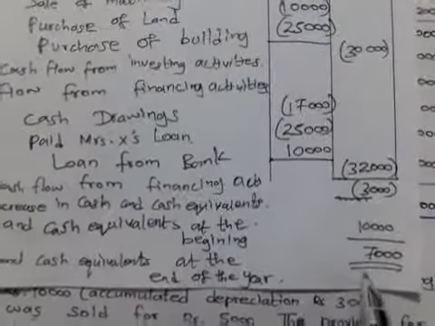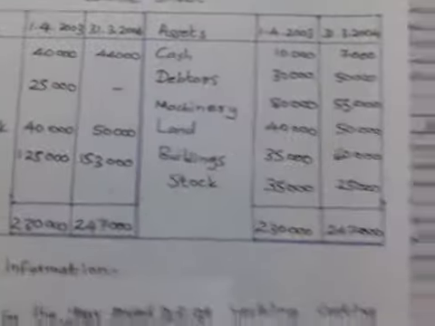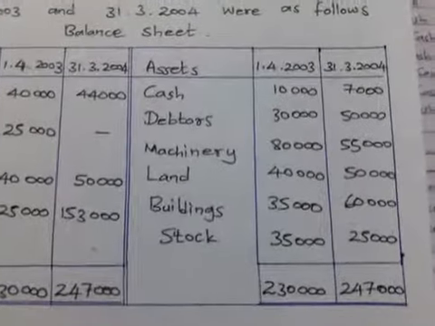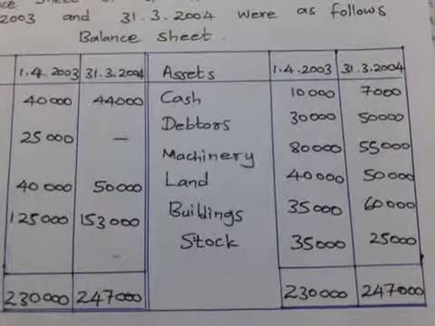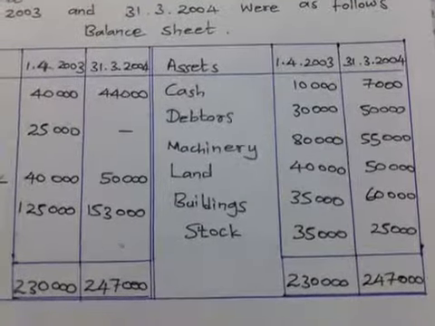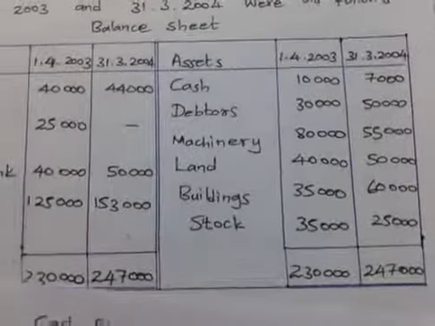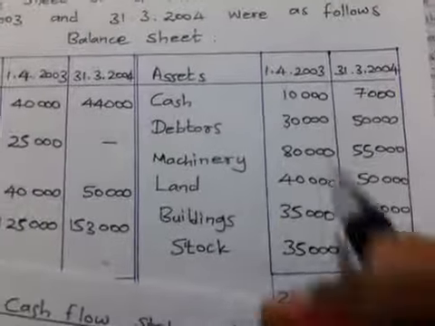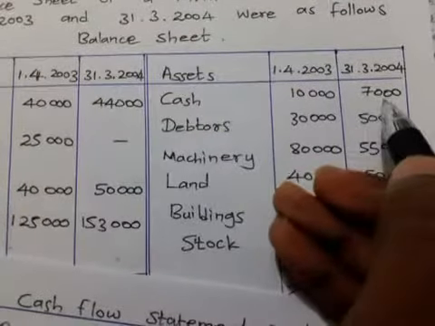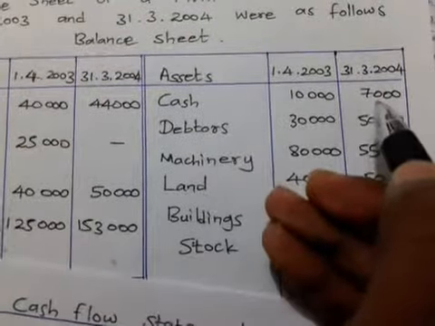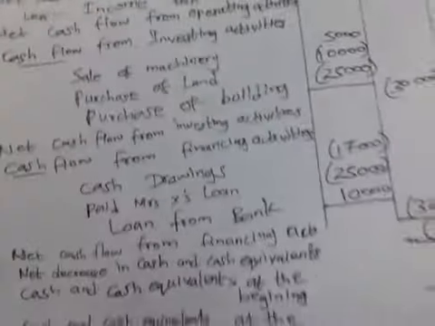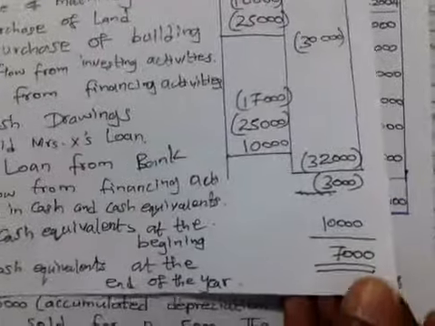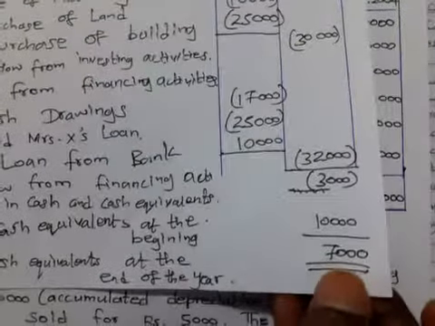After recording and calculating every amount, we have to check whether the cash and cash equivalents at the end of the year is equal to the amount given in the balance sheet. If both are equal, then the calculation is correct. If both are not equal, some amount has been recorded wrongly. So we have to check finally whether the amount is correct or not. The 7,000 is given in the balance sheet as the closing balance of the cash account that particular year. So the same amount we got through the cash flow statement.